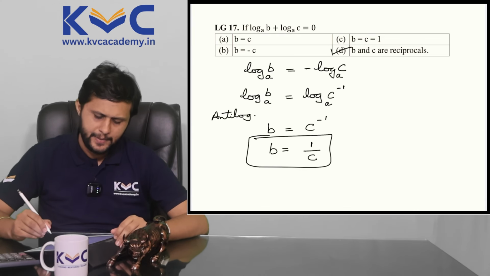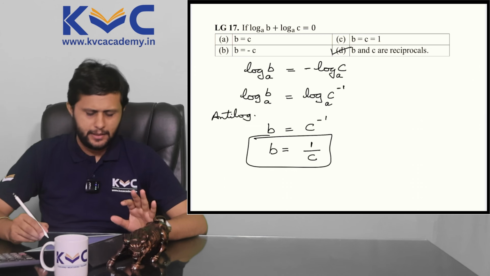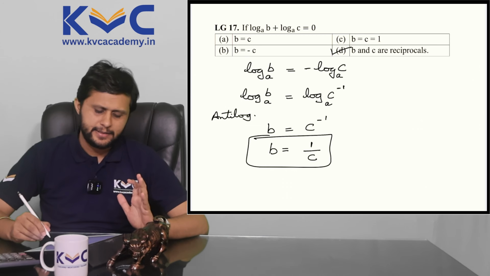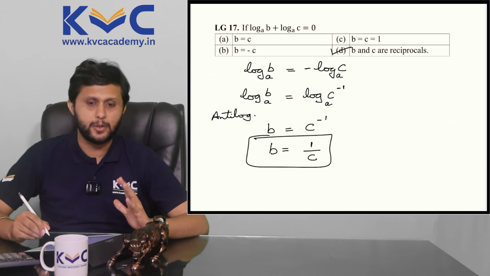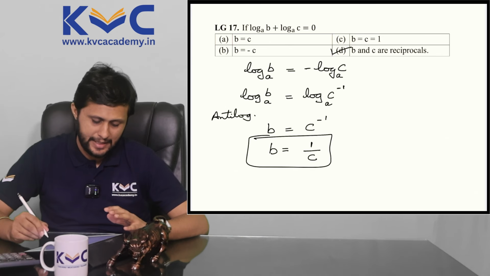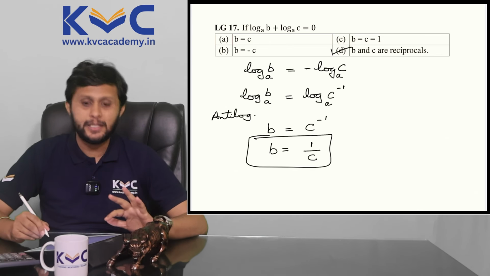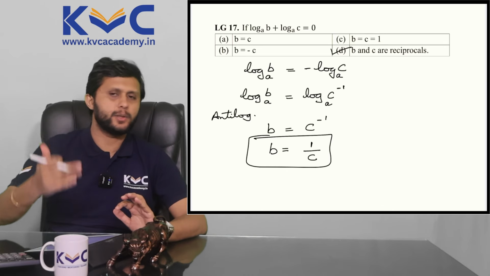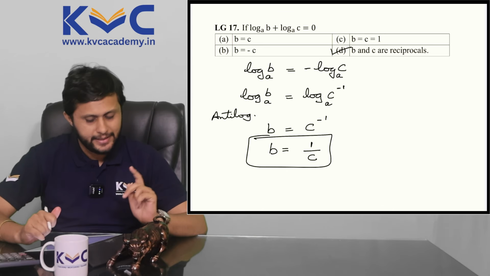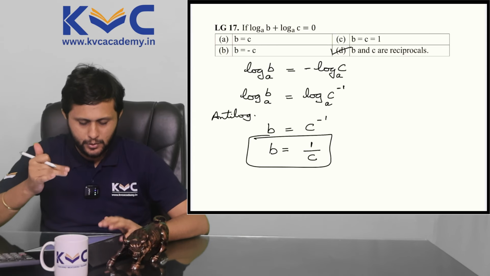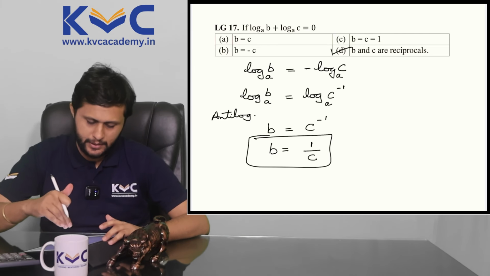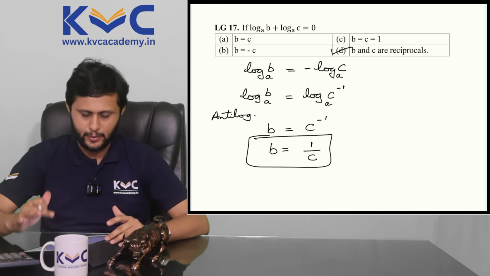I hope that's clear. If you go for trial and error, it looks like even C is the right answer. But the problem over there is when you have B equal to C equal to 1, log 1 to any base is 0. So it will look like 0 plus 0, it is 0. But it need not be. So if you go for trial and error, there is a possibility of going wrong. So solve it in the right method only over here. B and C are reciprocals.